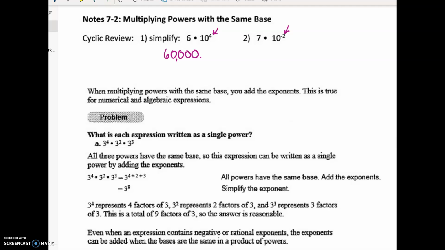Here, since it's a -2, that means it's a small number, less than 1. So instead of moving the decimal point to the right, we move the decimal point to the left. So from 7, I would move it 2 places. So I'm actually only going to add a 0 because I would go 1, 2 places to the left. So my answer would be 0.07.